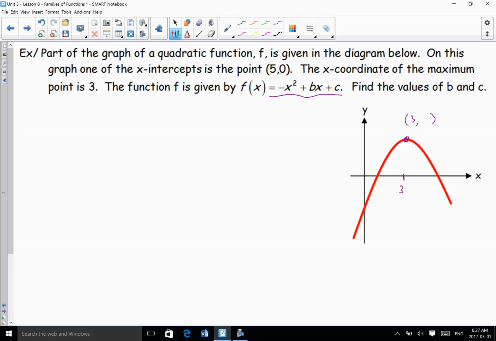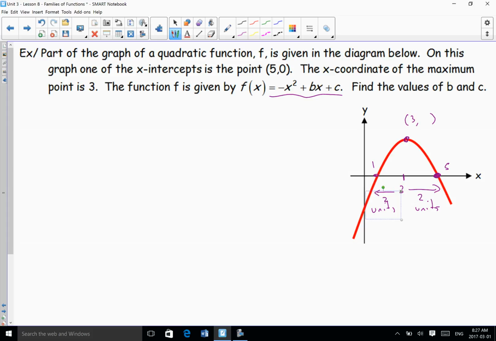3 and something. We don't know the something. It also tells us the x-intercept is the point (5, 0). Well, that has to be to the right of it. That's got to be 5. The nice thing about quadratics is they have symmetry to them. So the distance from here has to be the same distance here. We know this is 2 units from 3 to 5. So this also has to be 2 units. 3 to 1.